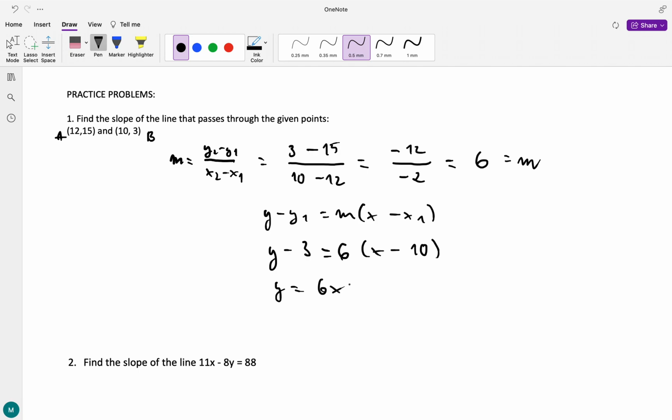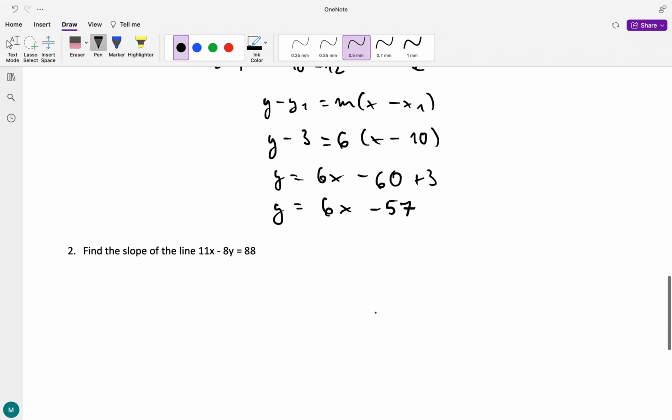We have 6x minus 6 times negative 10 is negative 60. And we have to add 3 from the left side. So it seems that the equation of this line is 6x minus 57. Done and done. Okay.